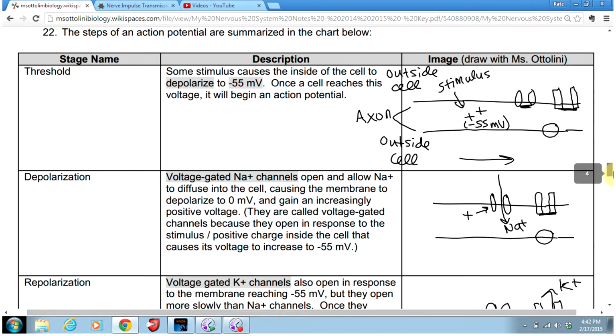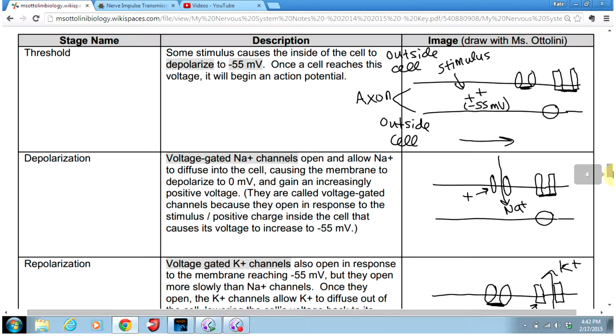Okay. So we have several stages of an action potential. We've got the stage name on the left, the description in the middle, and an image on the right. So the first part is threshold. Threshold is when we have some stimulus. Note that I'm showing the stimulus acting upon this nerve cell axon. So above the axon is outside the cell, and below the axon is also outside of the cell. So we're showing a stimulus, and it is causing positive charge to enter the cell.